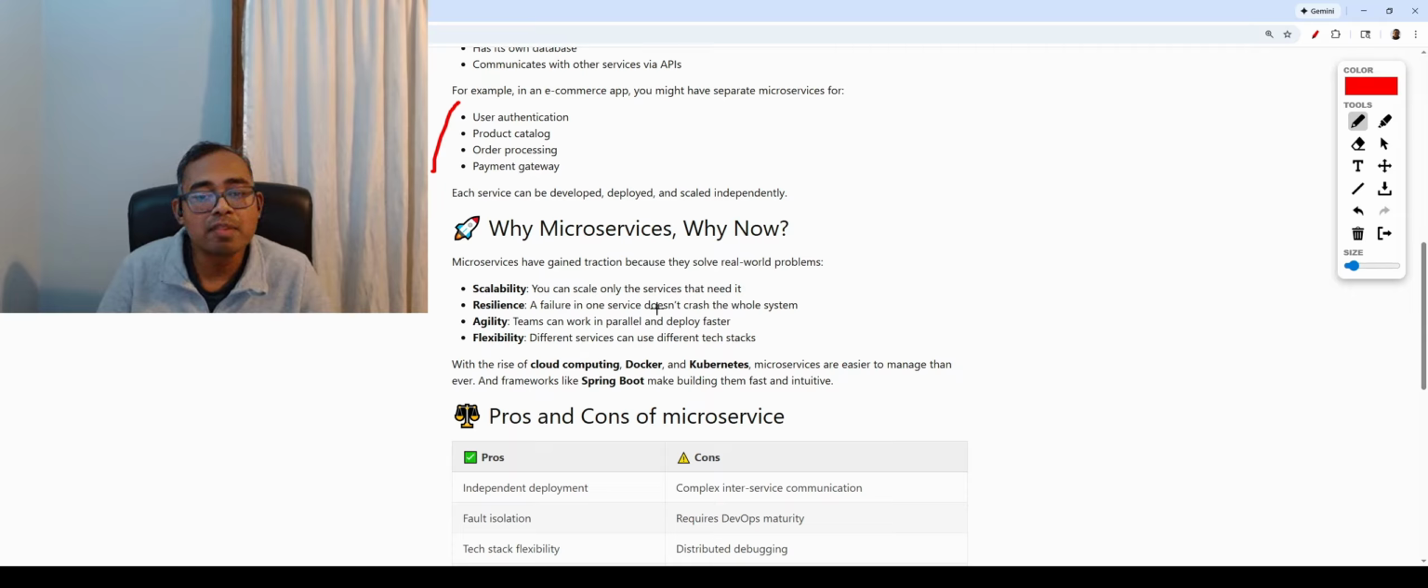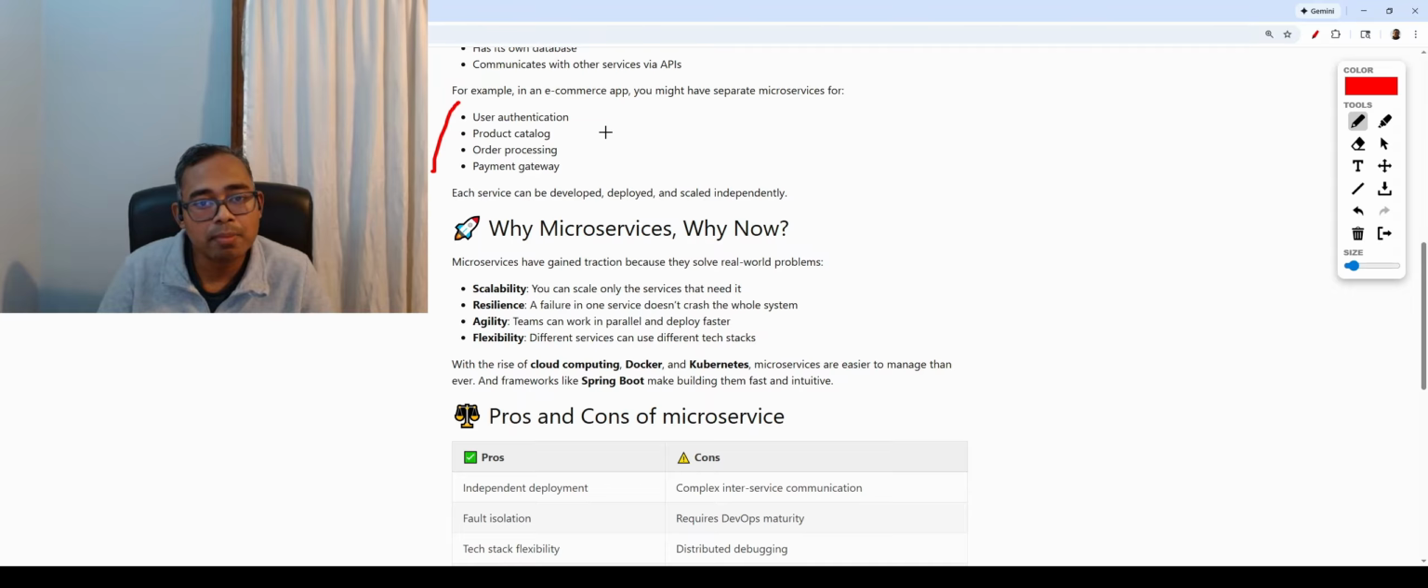Scaling is independent, and resiliency. A failure on one service does not crash the whole system. Say we have a problem on the payment gateway, right? So though payment is a very important feature, the other processes will still be running and functioning, but you need to fix that payment service.